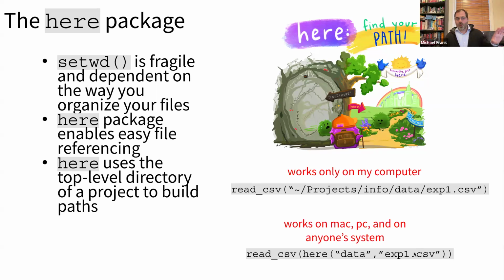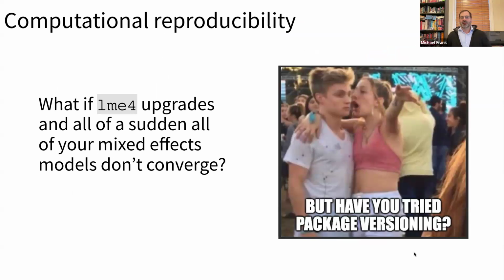Okay, so that's one kind of problem that comes up when we talk about sharing projects: the paths to the projects. A second problem that constantly comes up is that the packages you have installed on your computer aren't the same packages that somebody else has installed on their computer. So the nightmare scenario here is, what if lme4, the classic mixed effects model package, upgrades, and then all of a sudden all of your mixed effects models don't converge or say something different?